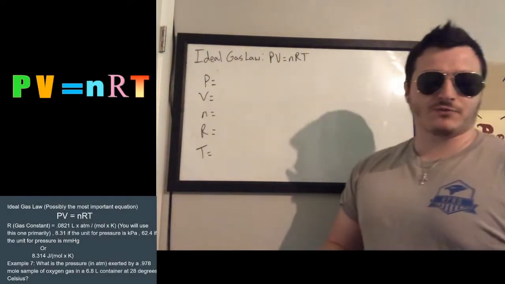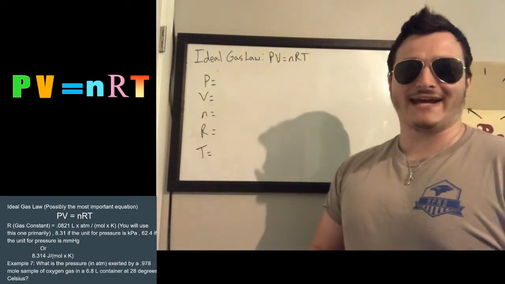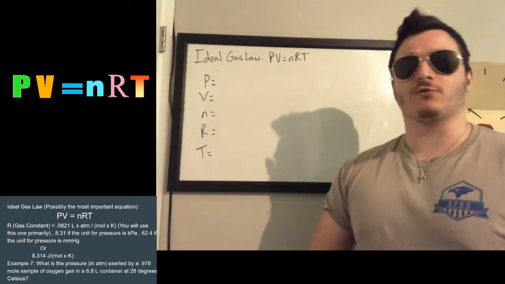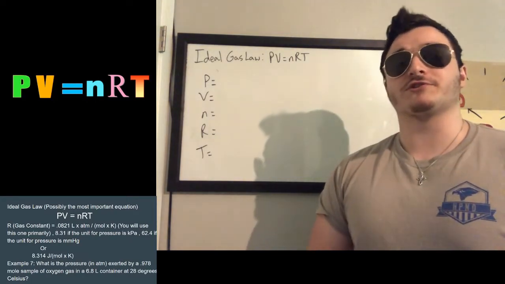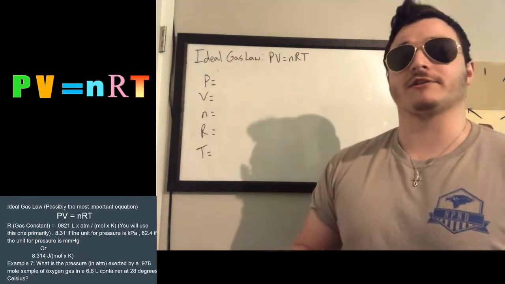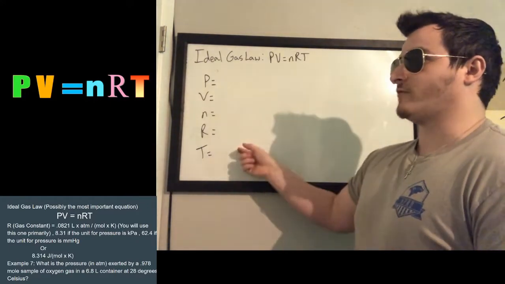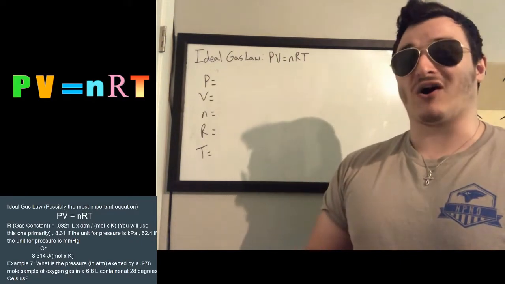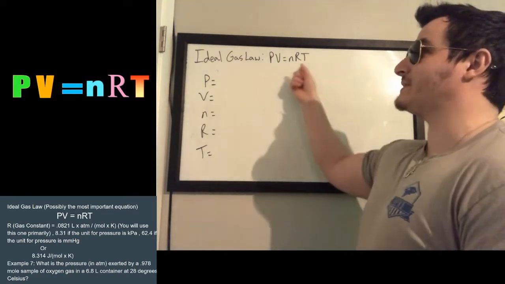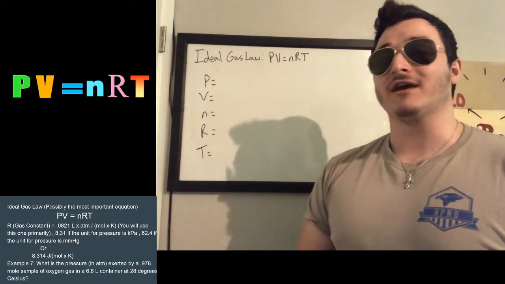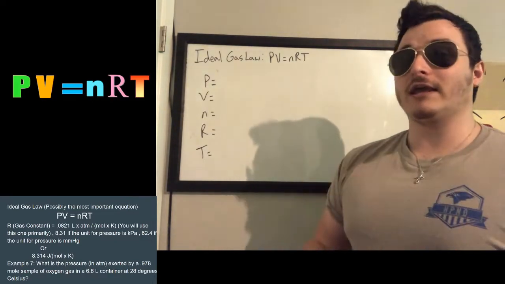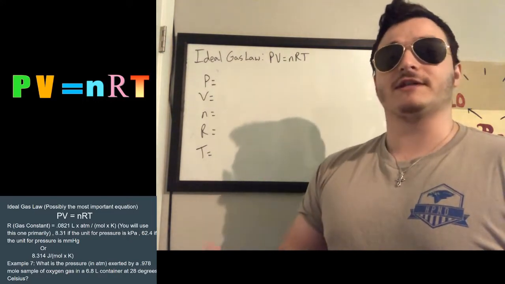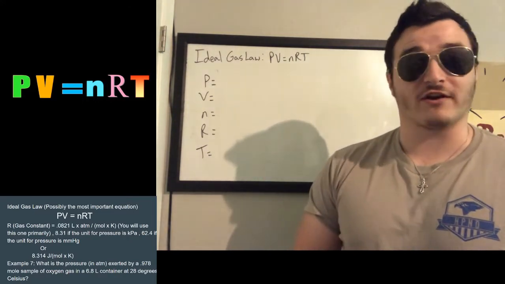Example 7 reads, what is the pressure in ATM exerted by a 0.978 mole sample of oxygen gas in a 6.8 liter container at 28 degrees Celsius? We are going to approach this problem just like we did all of the other gas laws in the previous video. We are going to outline all of our variables, and we're going to plug and chug. The ideal gas law, probably the most important, is also probably the easiest to solve because there's no division sign in the equation. It really is as simple as plugging in all of your variables and dividing by everything that you don't want that is attached to the variable that you're looking for, which is very simple.